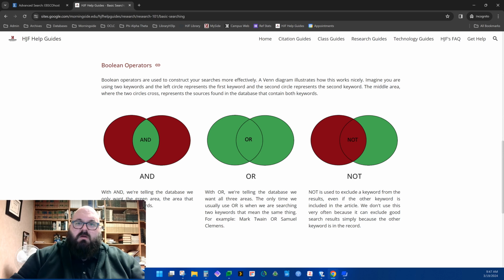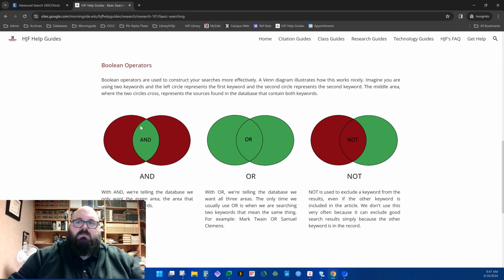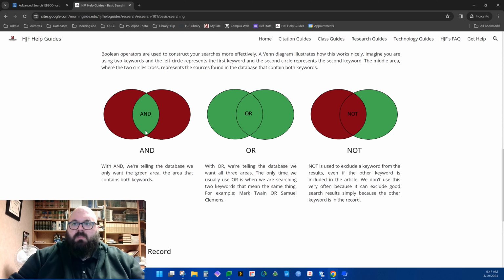All right, now there are other ones. For example, JSTOR provides numerous other operators, but the big three are the ones we typically use. And we can see here in EBSCOhost Academic Search Elite, they provide them right here as drop downs. And, or, not. So we put our first keyword here, and then we can select and, or, not. Usually most of us are just using and. But let's talk about what this actually does.